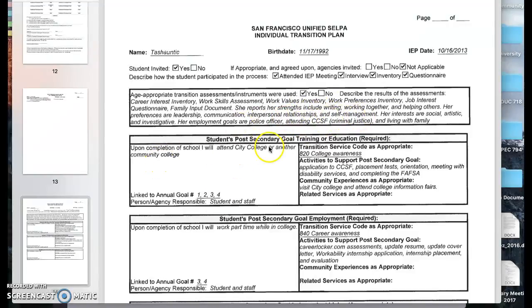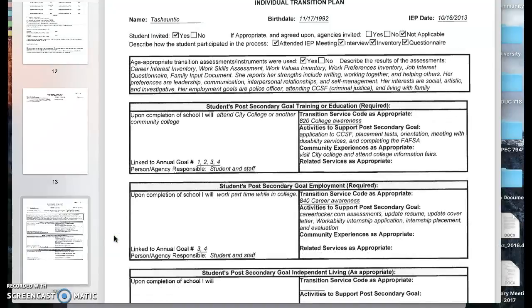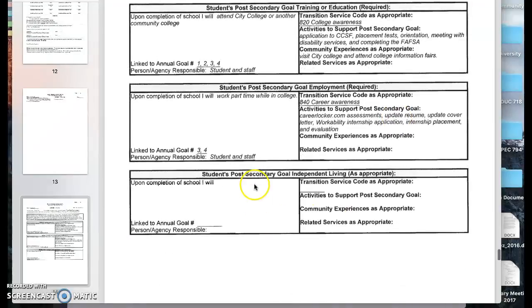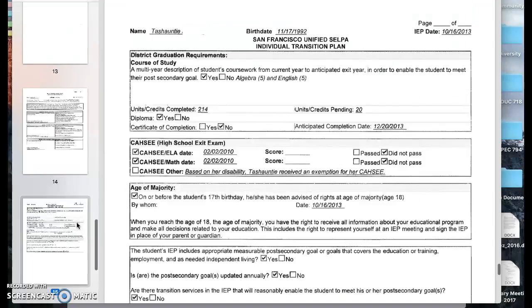So she was looking at attending City College, and so we did some college awareness stuff. So this is her education goal. This is her post-secondary employment goal. So she wanted to work part-time, so we got her hooked up with a workability internship. So she had an internship to build her resume. And then as far as independent living, she was fine for living with her family, so we didn't include that goal there.